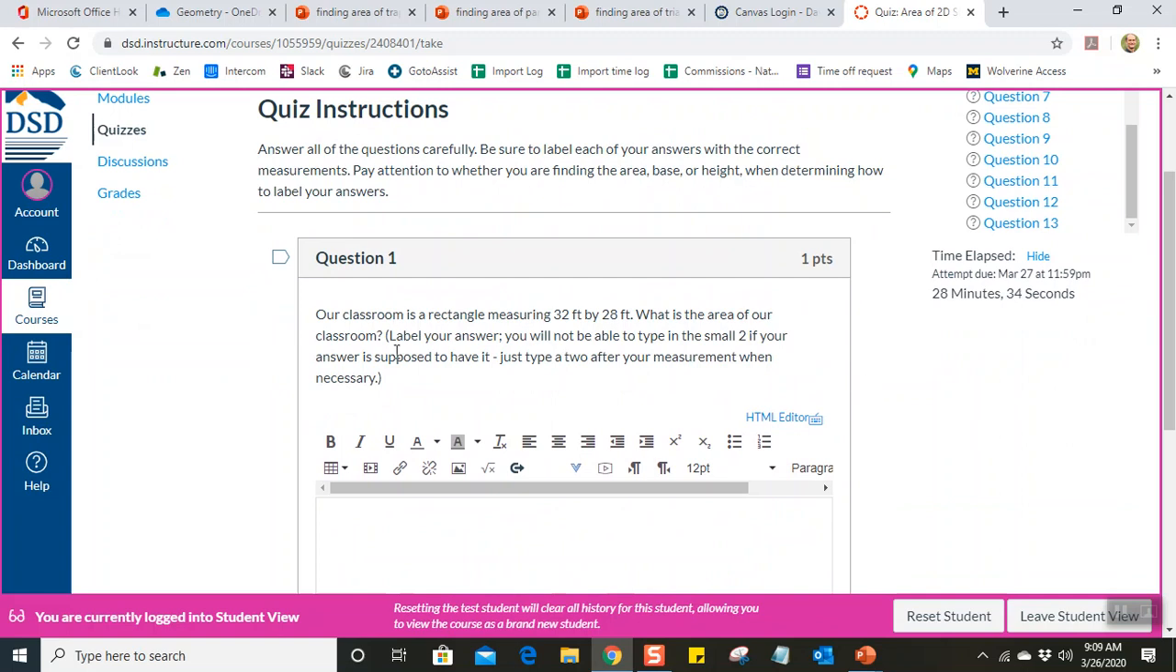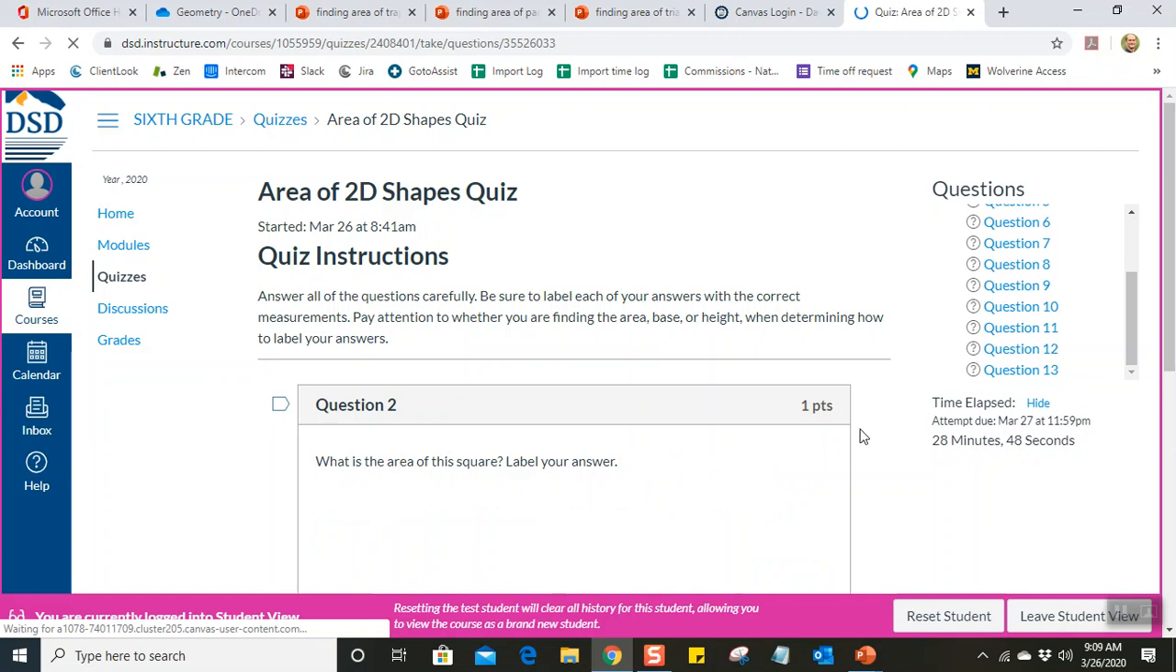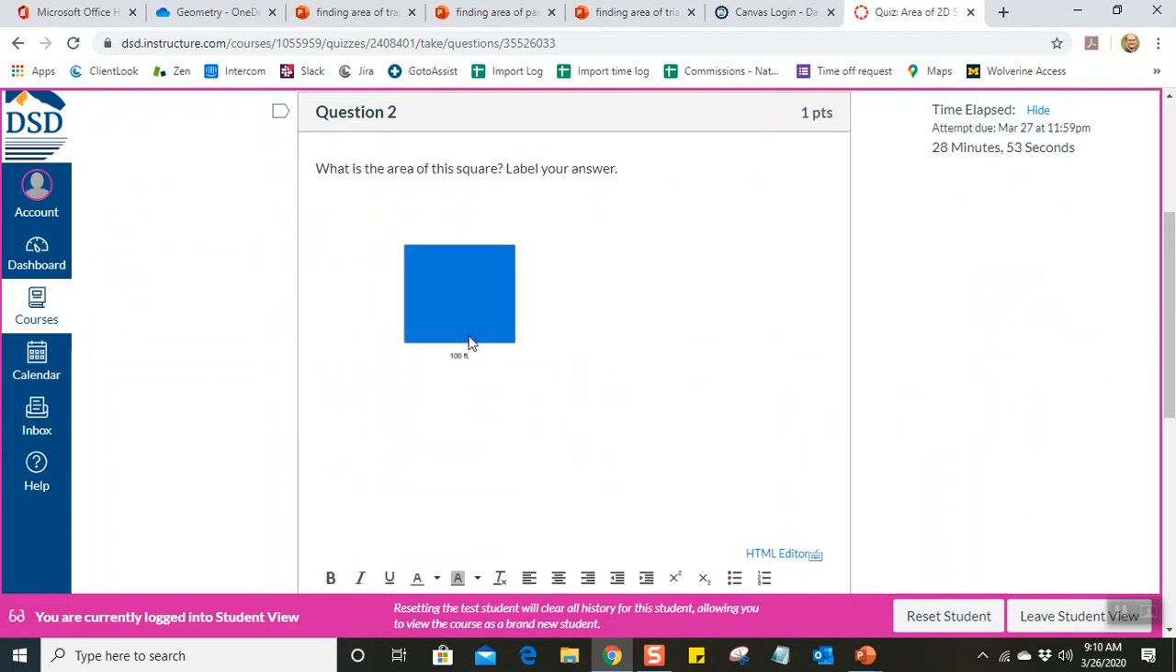So this one is telling us that the class is a rectangle. So we know rectangle is base times height. So that's a pretty easy one. Actually, most of you got that one correct. Question 2, area of the square. So remember squares, all the sides are the same. This is not finding the perimeter. I had lots of people put 400. You added 4 sides. If this side is 100, that means that this side is 100. Base times height, length times width.